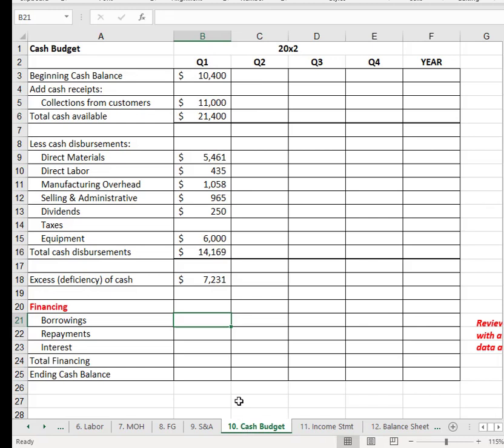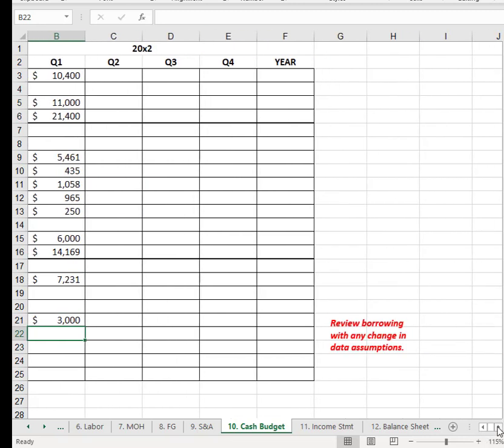So I'm going to have to borrow. And I can only borrow in 1,000. So I can borrow 1,000, then I'd be at 8,000. That's not enough. I could borrow 2,000. Then I'd be at 9,000. Not enough. So I'm going to have to borrow 3,000. Now this is the only part that's manual. And it's in here in red. Review borrowing with any change in data assumptions.